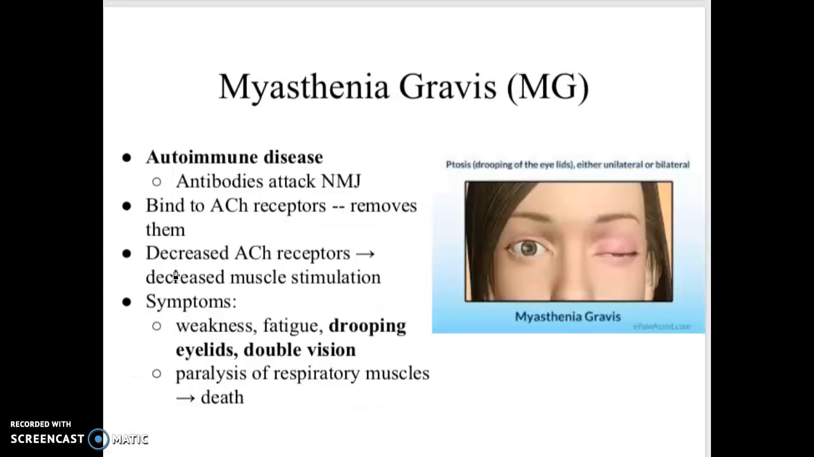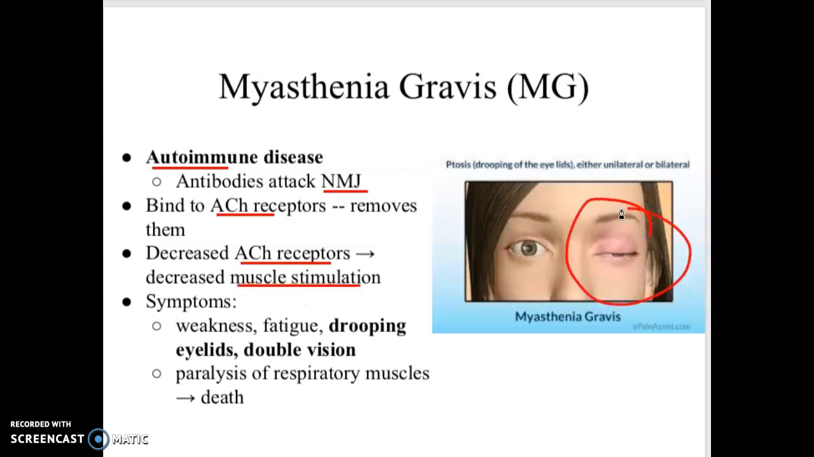The next disease is called myasthenia gravis, or you might see it abbreviated MG. This is an autoimmune disease similar to an autoimmune disease that we discussed in bones, rheumatoid arthritis. So what happens in autoimmune diseases, the antibodies in the blood recognize the muscles themselves as being foreign, so they start attacking them, which is not good. So they specifically attack the neuromuscular junction, and this causes the binding to acetylcholine receptors, and then this also decreases the number of receptors, so we get decreased muscle stimulation.